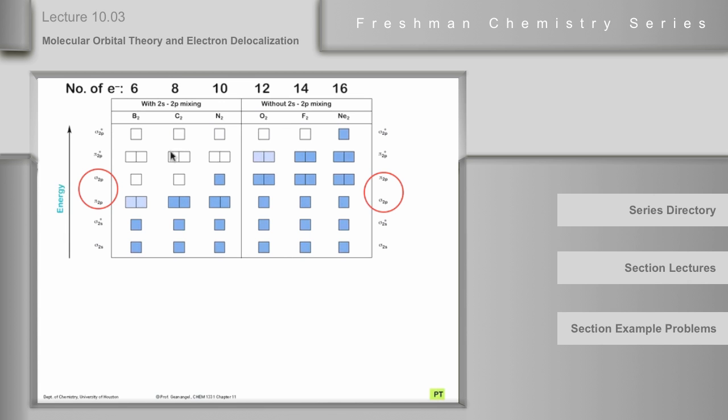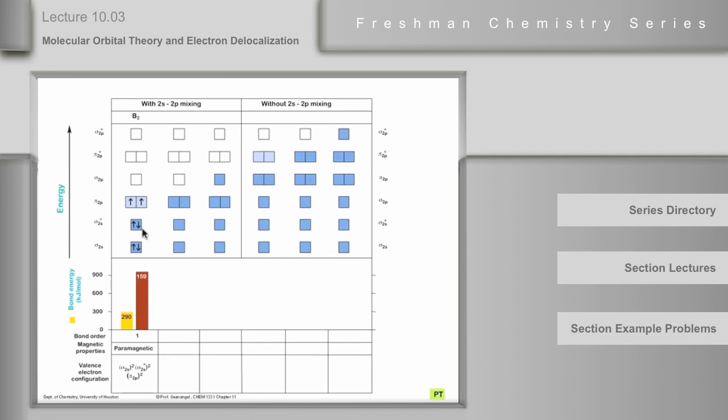C2 would be 8, N2 would be 10, and so forth across. So I'm going to show you a picture for each one of these. And the first one is B2. 6 electrons that we fill up the sigma 2s, the sigma star 2s, and the pi 2p, which is lower for B2. Now, this tells us a couple of things.